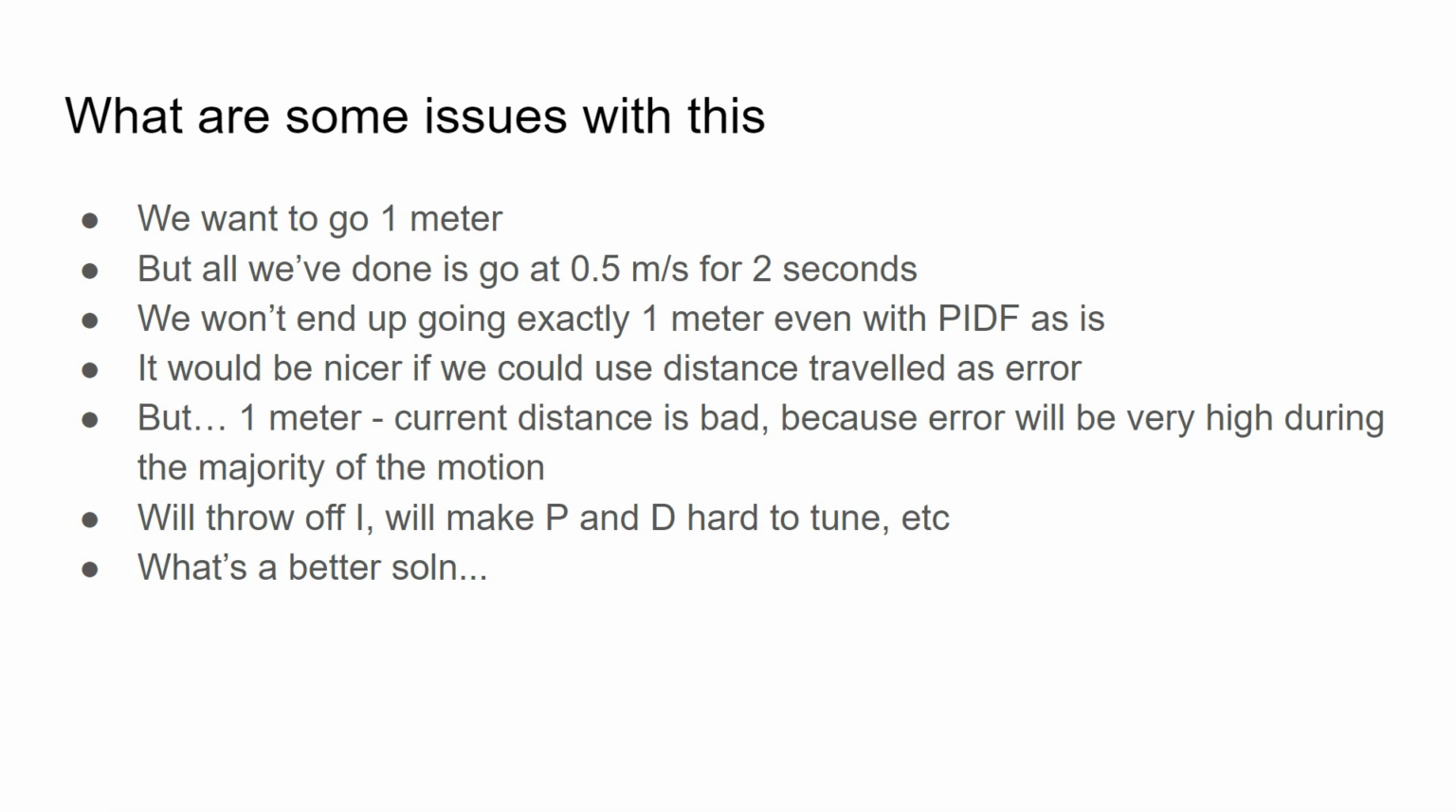Well, if we did 1 meter minus the current distance, right? So the error would be 1 when you begin your path, and 0.5 when you're halfway through, and 0 when you've reached the end. This isn't great because you really want your error to be as small as possible. A large error means something has gone wrong. It's there in the name. Big error, bad. So this isn't exactly what we want. So what's a better way to do this?